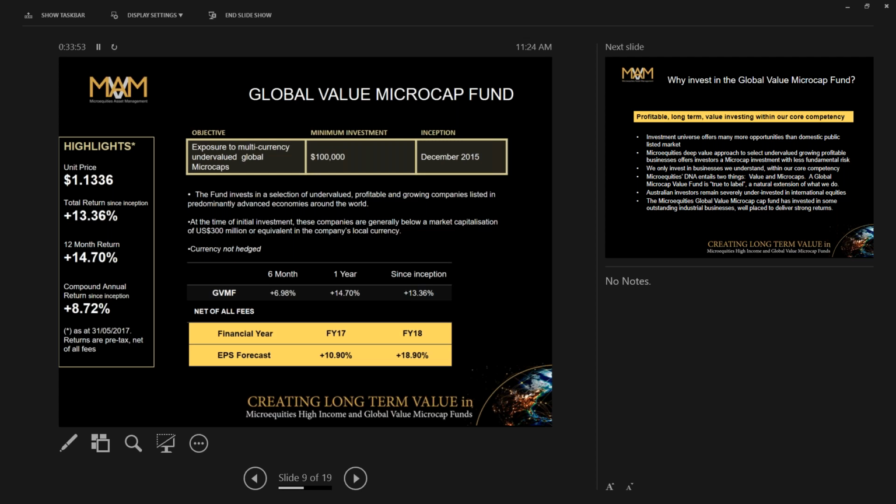So in our Global Value Microcap Fund, for example, we own 3 online travel agencies, and we have very strong experience in investing in online travel agencies, because not only have we owned Webjet in our Deep Value Microcap Fund, but we owned Wotif in our High Income Value Microcap Fund, which was eventually bought out by Expedia. We have a capability and deep-rooted experience in being able to assess online travel agents' business models.